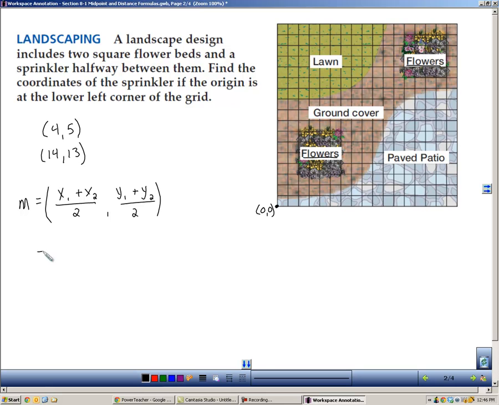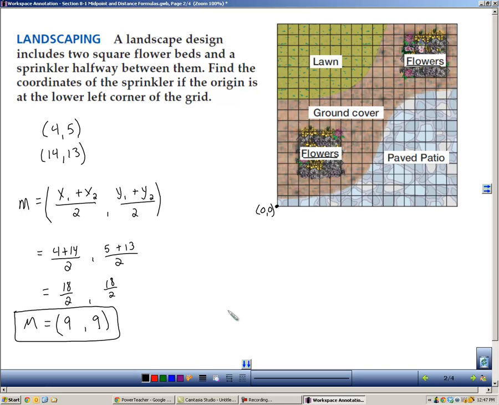So I'm going to plug my values into the formula here, x plus x, so I'm going to do 4 plus 14 divided by 2, and then y plus y is 5 plus 13 divided by 2. So this is going to be an 18 over 2, which is a 9. And this is also going to be an 18 over 2, which is also a 9. So we find that the midpoint, the point that's halfway between the 2 flower beds, is 9, 9. So we would position the sprinkler right here so that it's halfway between the 2 flower beds.